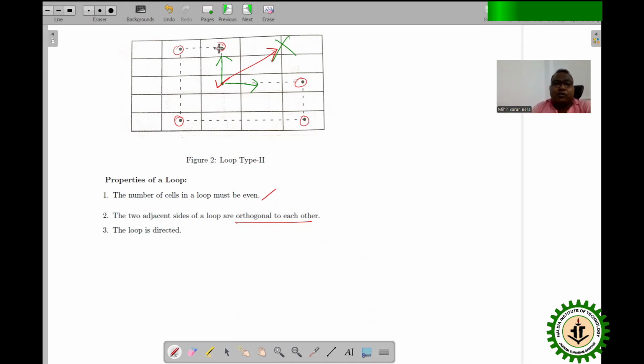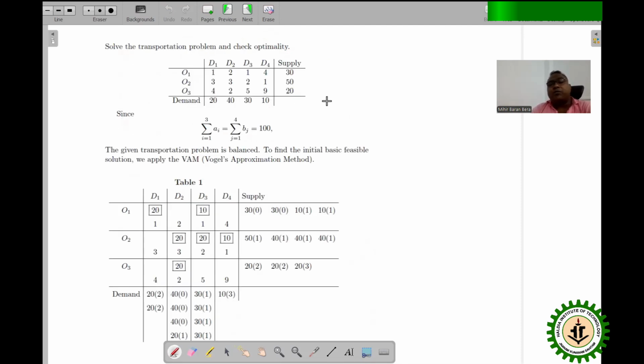And the loop is directed. If you start from here, you go from this to this, then this to this, then this to this, and then you will reach here. If you start from here, then this direction will change. We will also discuss that when we solve the problems. So let us see one problem where we face these types of situations. This is our example number 1. We have to solve this transportation problem and check the optimality.